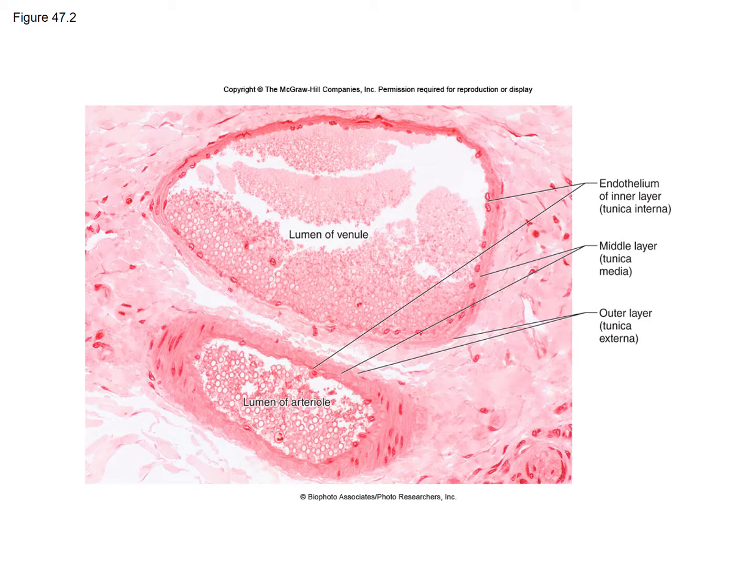And again, it has three layers: one outside, one in the middle, and the most inner layer. So you call it the tunica externa, the most outer one, the tunica media, the one in the middle, and the tunica interna, which is the most inner layer.